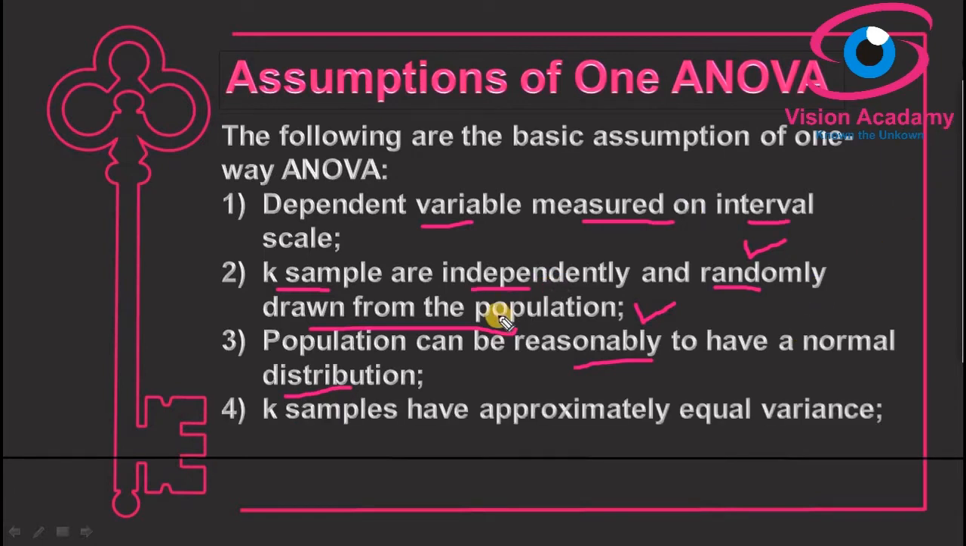The last assumption I'm going to encounter is that the k samples have approximately equal variances. This is very important. If you have more than 2 samples, we can say that is a k sample, which is like a group type, and there must be approximately equal variances in each sample.